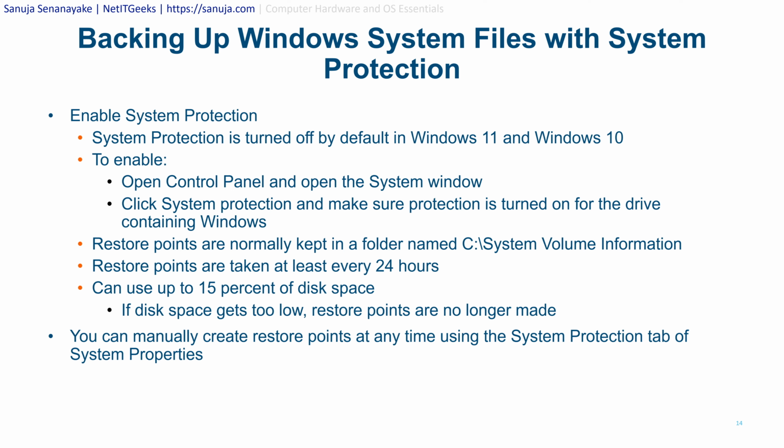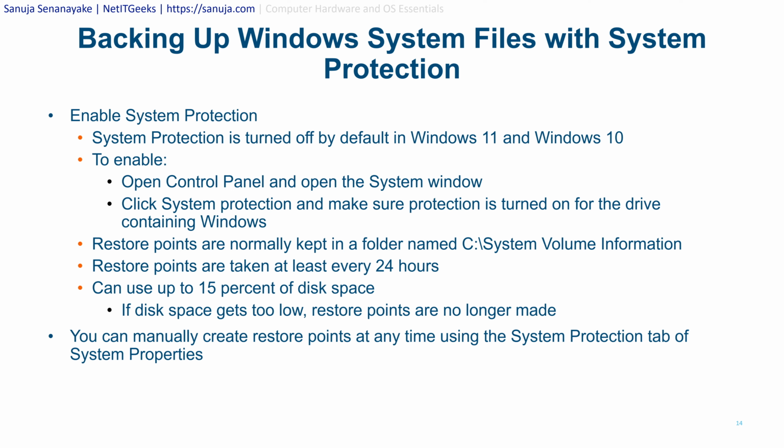Restore points are normally kept in a folder under the C drive, in System Volume Information. Restore points can be taken around every 24 hours and can use up to 15% of your disk space. If the disk space gets too low, restore points are no longer made. The system will stop making restore points when the disk space gets really small. You can manually create restore points at any time using the System Protection tab of System Properties.